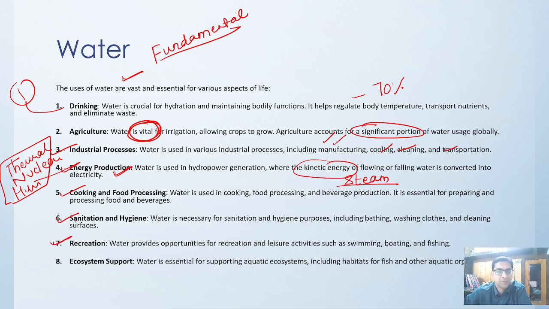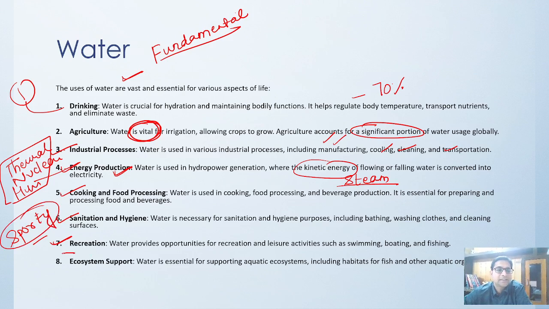Recreation activities: people go to the swimming pool, leisure activity, people do diving, high jumps into the water, floating, fishing, everything. These are the recreation. That means a sporty nature of water, how you are going to utilize water in a sporty way, right? That's what I wanted to tell.